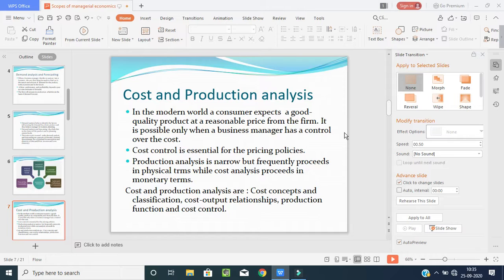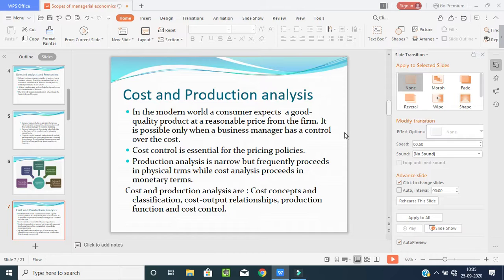These are cost control. The manager should focus on it, and he should try to minimize the expenditure or the cost. Depending on that, the cost analysis will take place. Now, cost control is essential for the pricing policy. The example I just gave is very important. Cost control should control the pricing policies of the product.